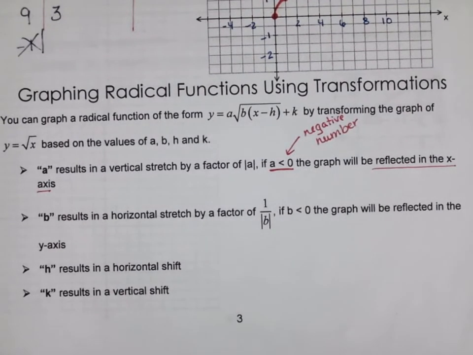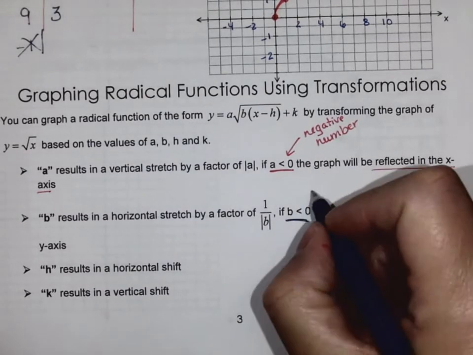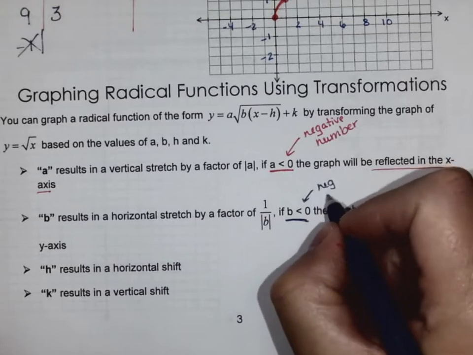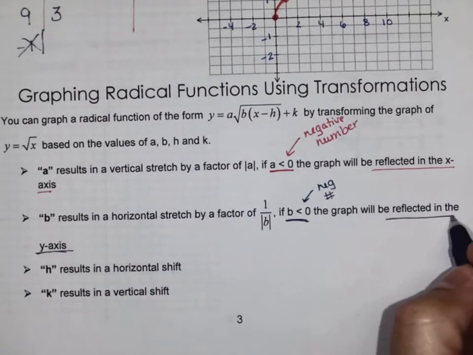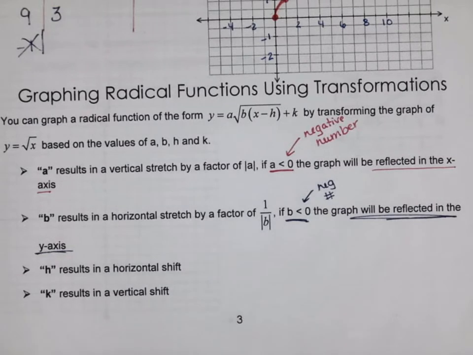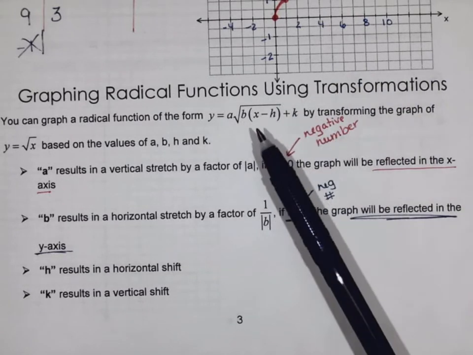b results in a horizontal stretch by a factor of the reciprocal of b. And if b is a negative number, all that means is the graph's going to be reflected in the y-axis this time. But you guys have done this before. This isn't a shocking thing. We've done this in every unit we've done so far, except for 4.